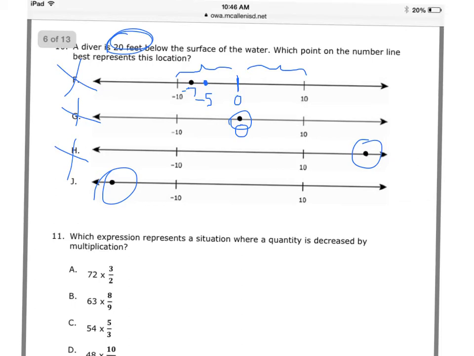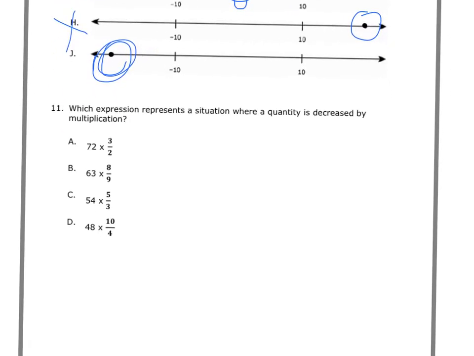If you turn your paper to the side or stand it up like a thermometer, you'll see that this dot is below the -10. All right, number 11, which expression represents a situation where a quantity is decreased by multiplication?